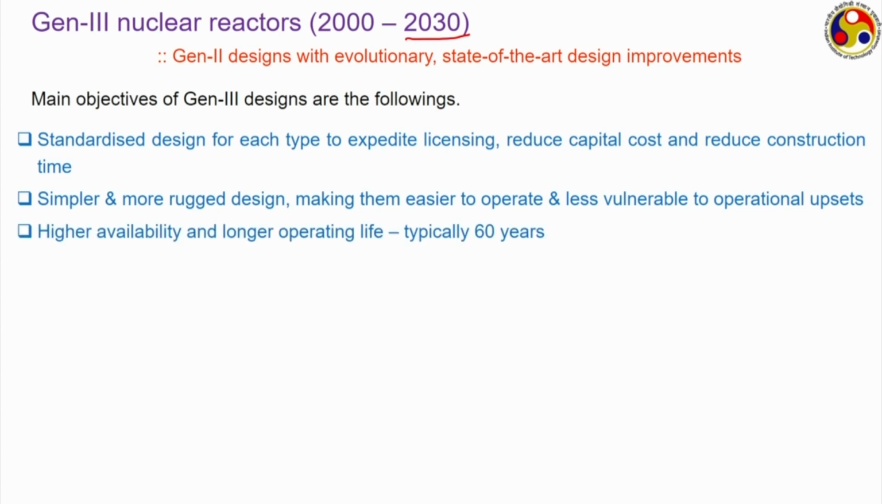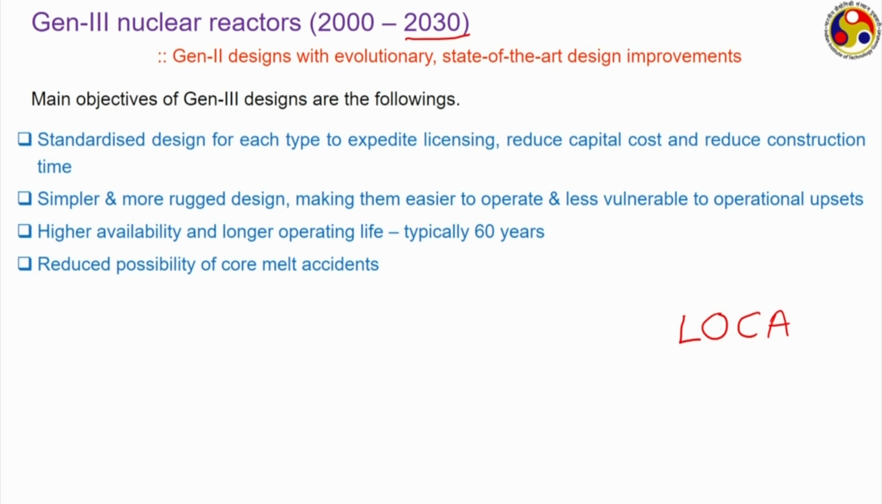Higher availability and longer operating life: it was 40 years for generation 2, it is at least 60 years for generation 3, expected to be much more. Reduced possibility of core melt accidents in certain situations, because of some leakage of radioactive element from the core, sometimes called LOCA, loss of coolant accident. Loss of coolant accident refers to a situation where suddenly there is no coolant available inside the reactor.